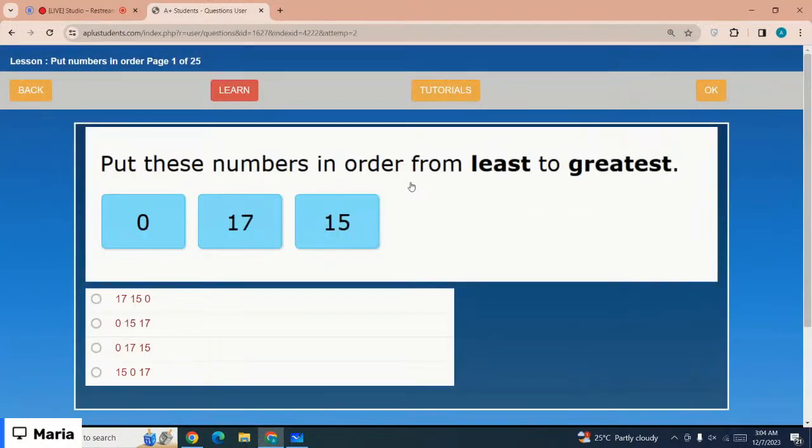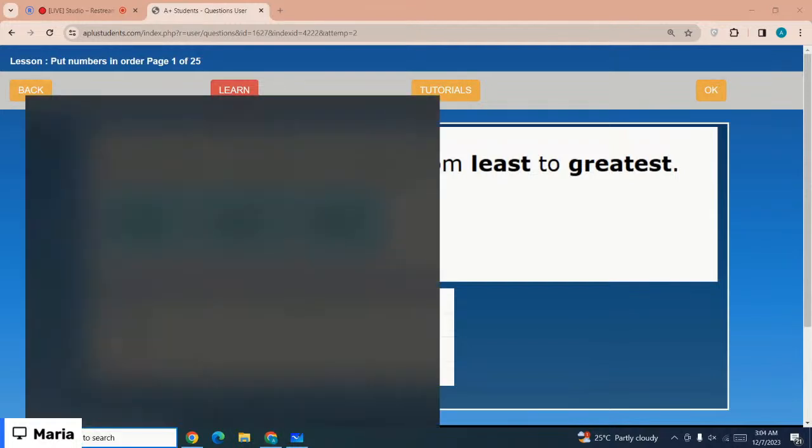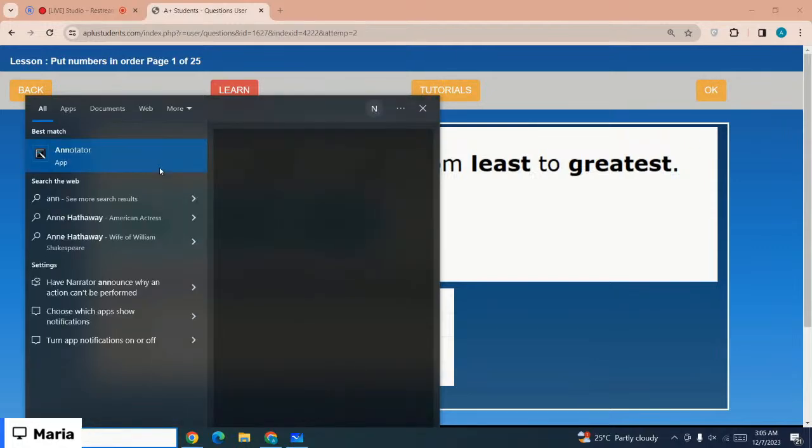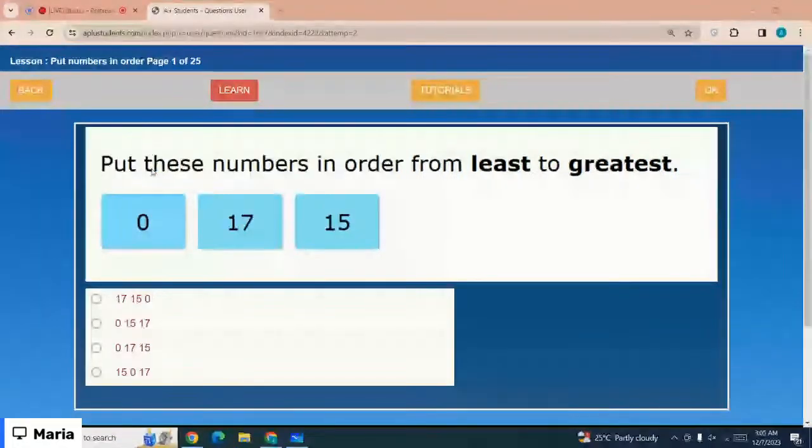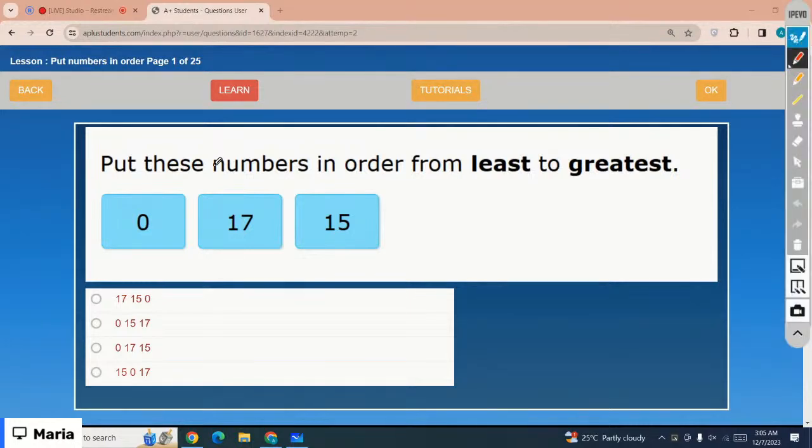Okay, put these numbers in order from least to greatest. You have to arrange them in order from least to greatest. That means first of all you need to write the one that is the smallest one. 0 is the smallest one, right? That is the first number when you arrange them from least to greatest.